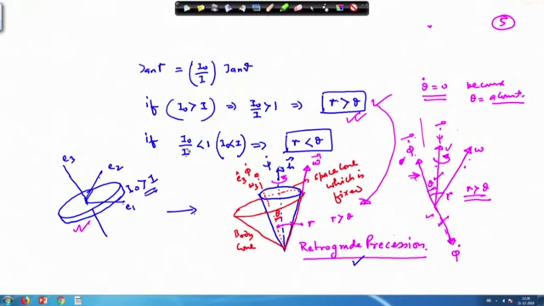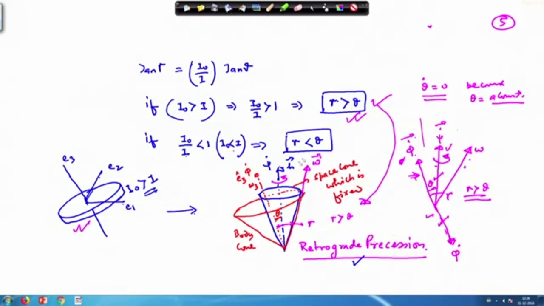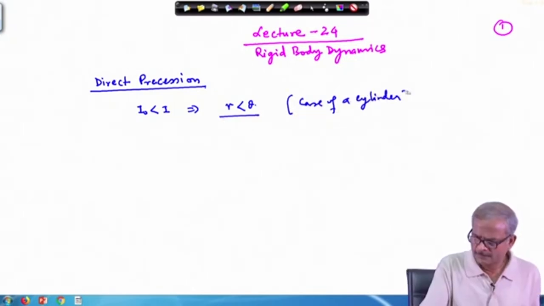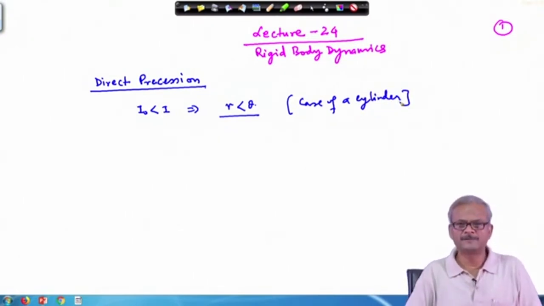Now, consider the case where I 0 is less than I. So, I 0 is less than I, this implies that gamma will be less than theta. So, this is the case of a cylinder. It is a torque free rotation of a cylinder.